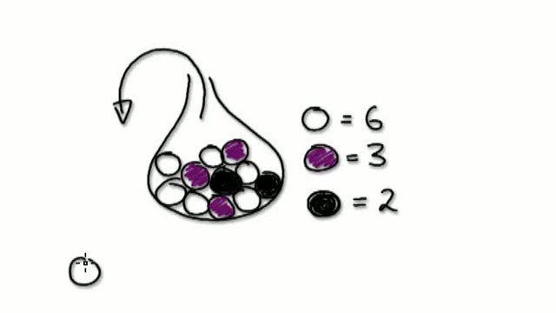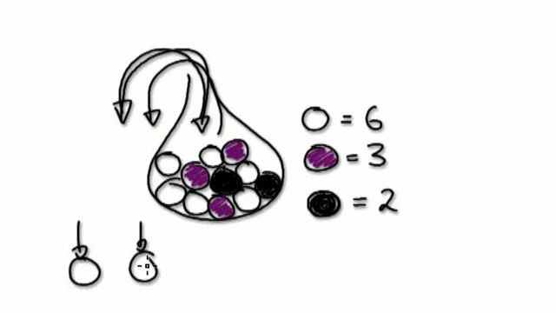Okay, I will take note of the color, and then I will put the sweet back, jumble up everything again, and then take another sweet out at random. Okay, take note of that sweet, and then I'm going to put it back, and then jumble everything up again, shake it up all about, and then take another one out. So in effect, I'm taking out three sweets.